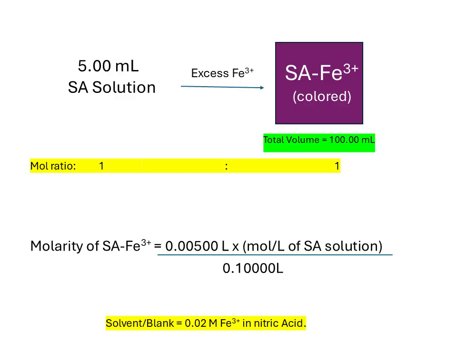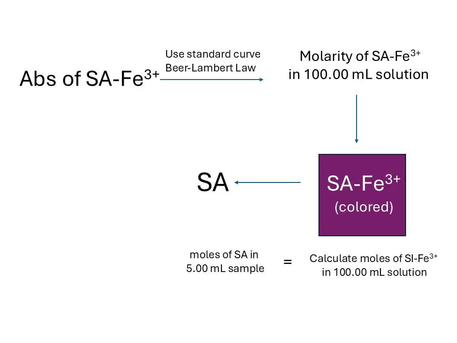Note: normally water is the solvent and the blank, but in this case the 0.02 molar iron 3+ solution is the solvent in the blank, so the concentration 0.02 molar written on the bottle can effectively be ignored for all calculations. The concentration of the colored salicylate iron 3+ complex can now be calculated.